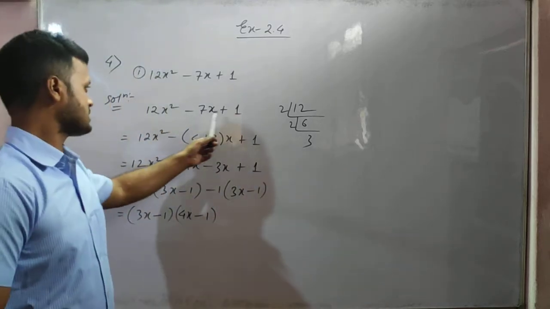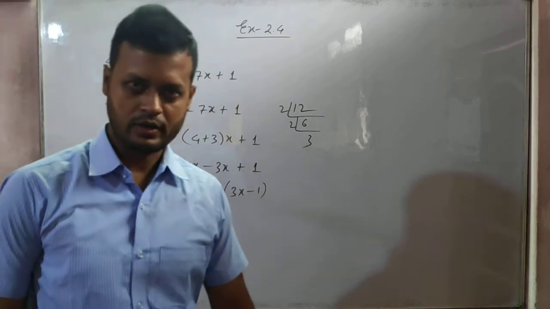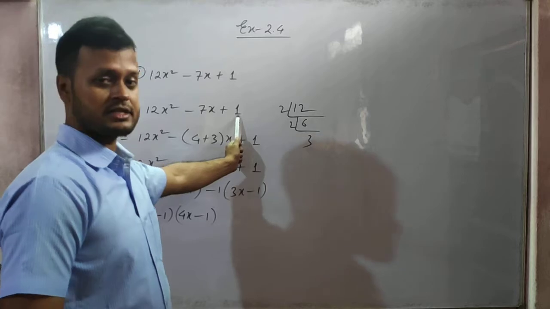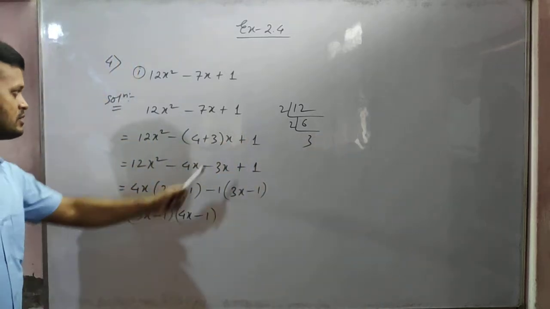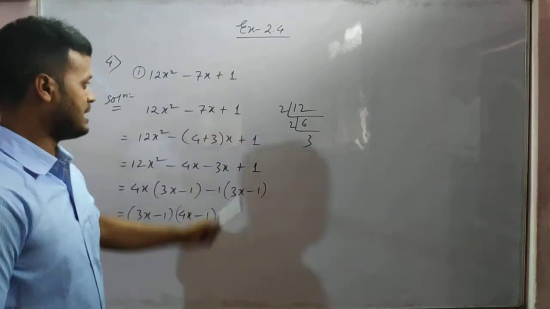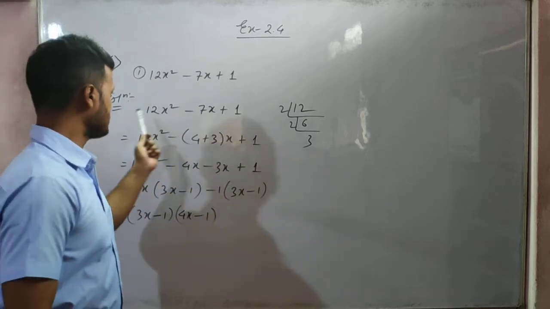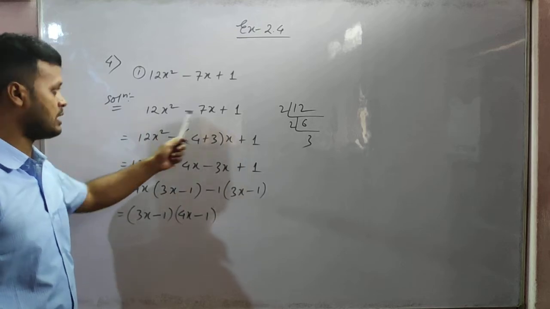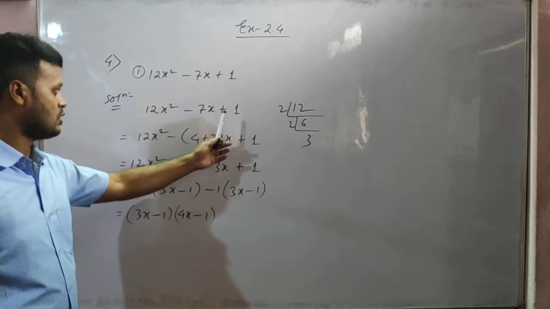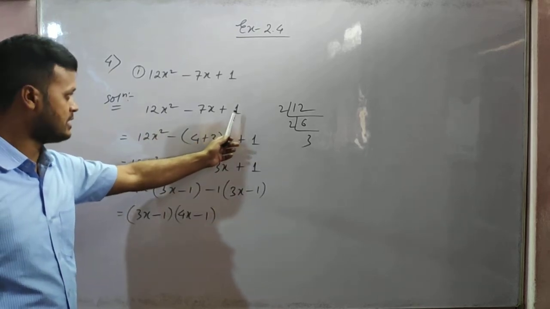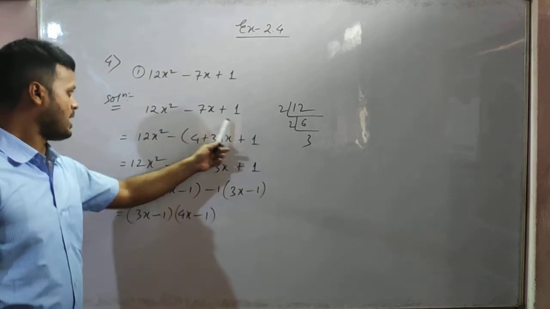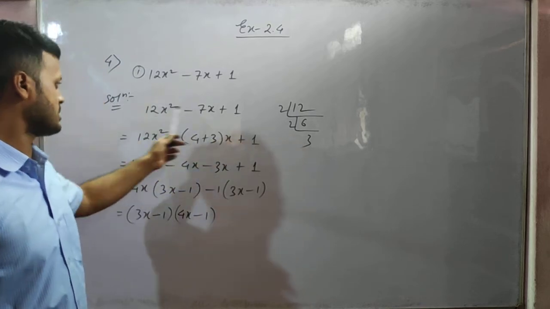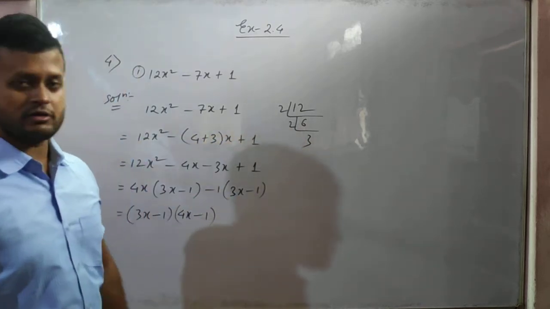So 12x square minus 7x plus 1. This polynomial will factorize. So what is the last term? The last term is 1 and the first term is 12. So 1 into 12 you do. Always this is the rule, okay? The last term into the first term. So 1 into 12 will be 12. Find out the factors of 12.